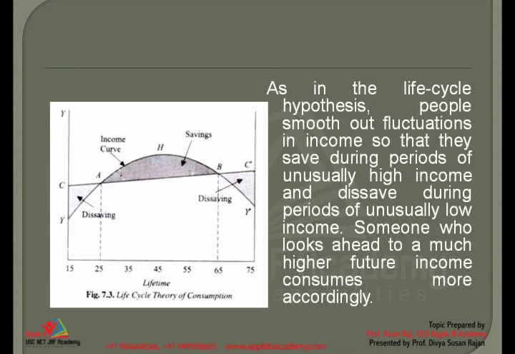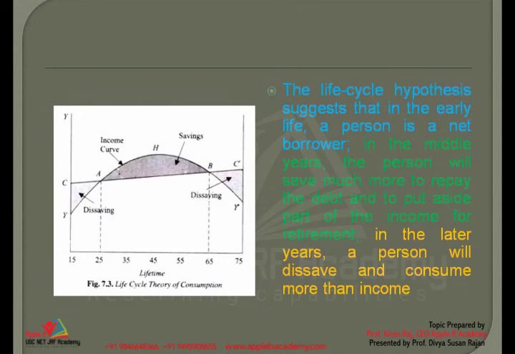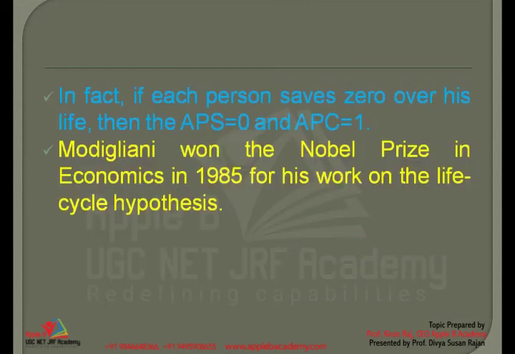So as in the life cycle hypothesis, people smooth out fluctuations in income so that they save during the periods of unusually high income and dissave during the periods of unusually low income. Someone who looks ahead to much higher future income consumes more accordingly. So the life cycle hypothesis suggests that in early life, a person is a net borrower. In the middle years, the person will save much more to repay the debt and to put aside part of the income for retirement. In the later years, a person will dissave and consume more income.